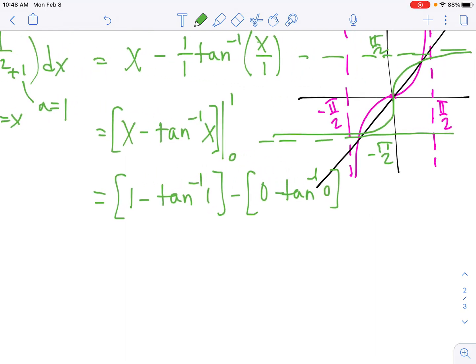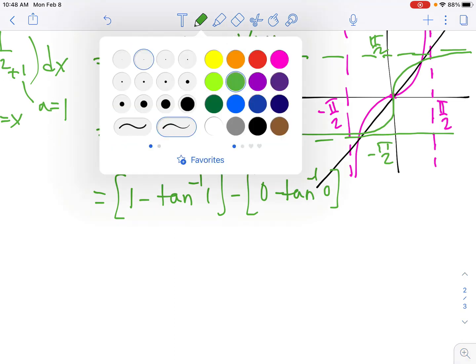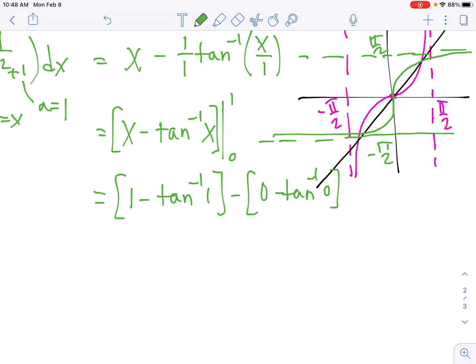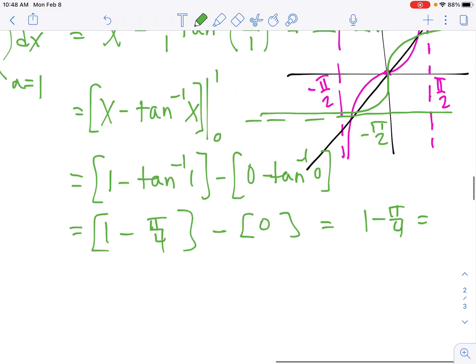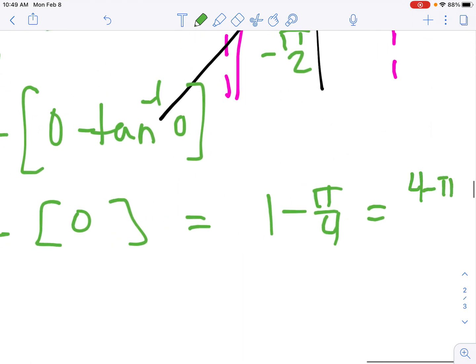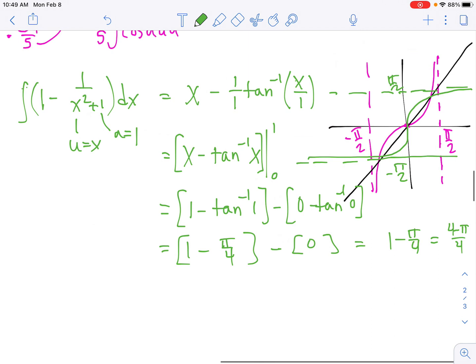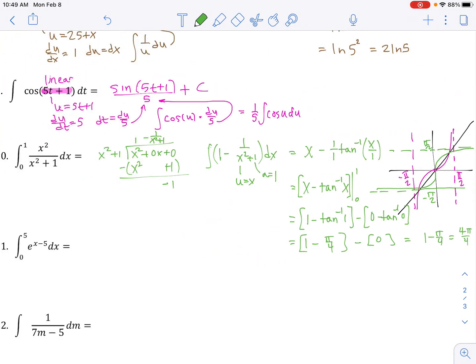So that is a really common question. In other words, where is my tangent ratio equal to 1? And that is at pi over 4. So this ends up being 1 minus pi over 4. And then where is my tangent equal to 0? That is at a radian measure of 0. So this is minus 0. This whole thing is 0 here. So the answer then is 1 minus pi over 4, which you might see written as 4 minus pi over 4 as a single fraction like that. That's pretty common as well.